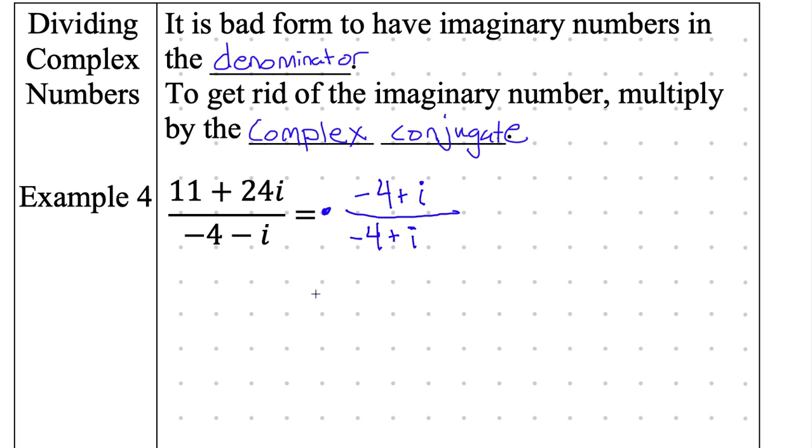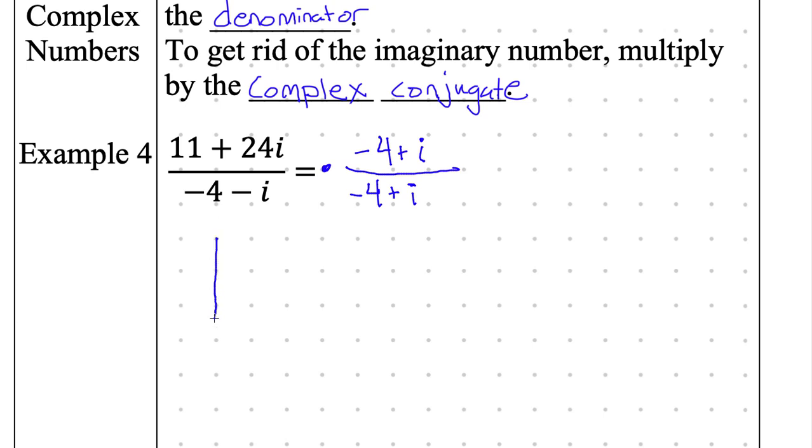So far, so good. Okay, and now you have to review how to multiply complex numbers, which was from yesterday. So, to multiply complex numbers for each of these, I need to make their own little area model. All right, I'm going to do the numerator here. I'm going to do 11 plus 24i, 11 and 24i. And I'm also going to have negative 4 plus i, negative 4 and positive i.